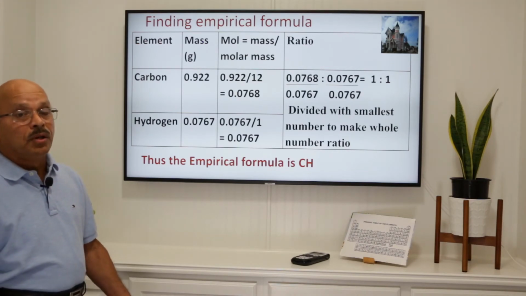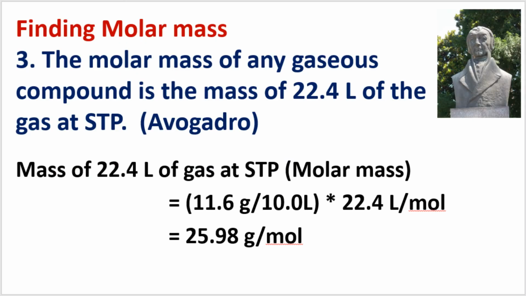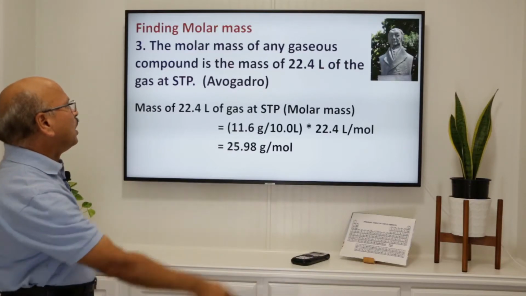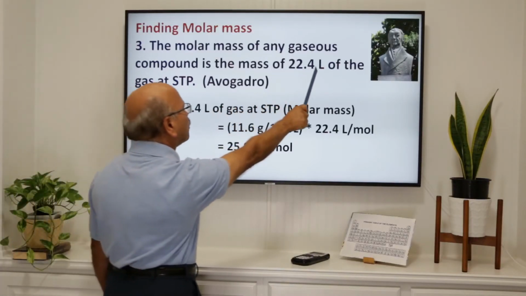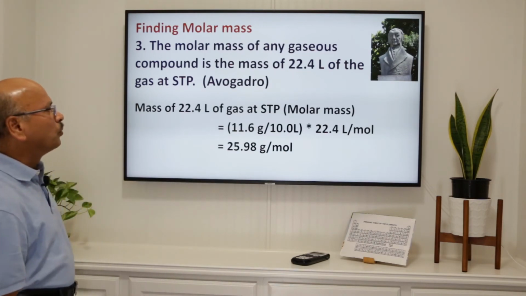Now, what's the next step? You want to find what? The molar mass. Let's go to the molar mass idea. The application of Avogadro's law says what? The molar mass of any gaseous compound, or whatever the gas is, is the mass of 22.4 liters of the gas at STP, coming out of Avogadro's law.